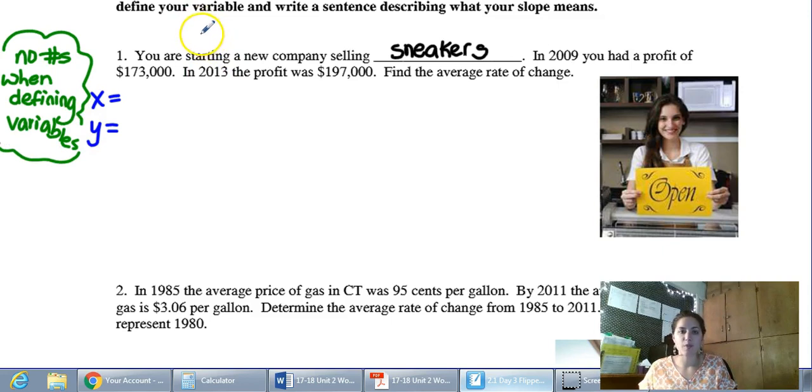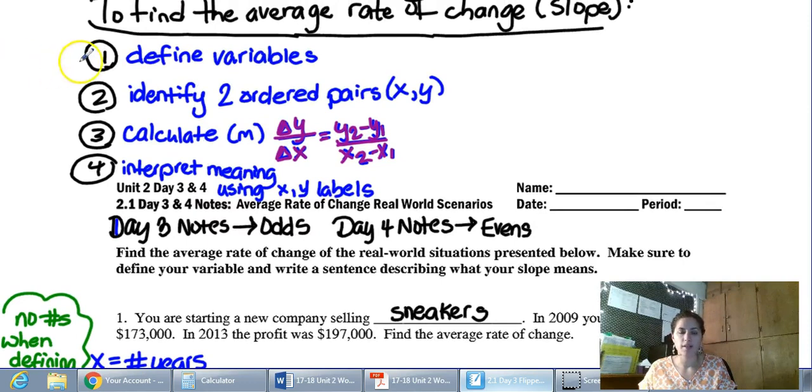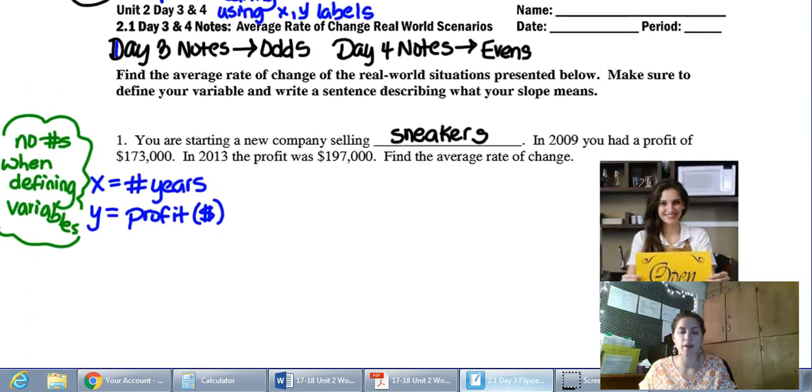I see time is present, so I'm going to let X equal number of years, and my Y value is going to equal profit. So let's see, did I finish step 1? Yes, I did. I defined my variables. Next, we're going to identify 2 ordered pairs.